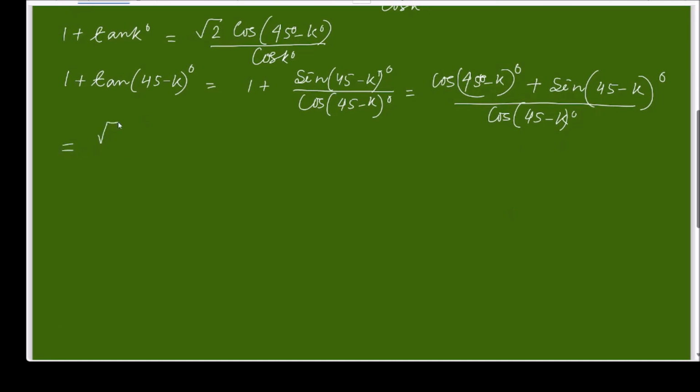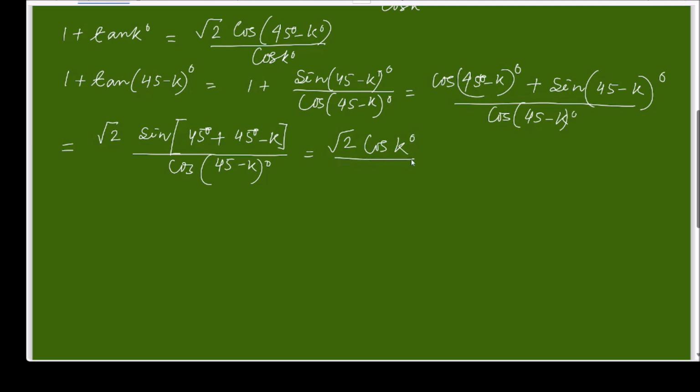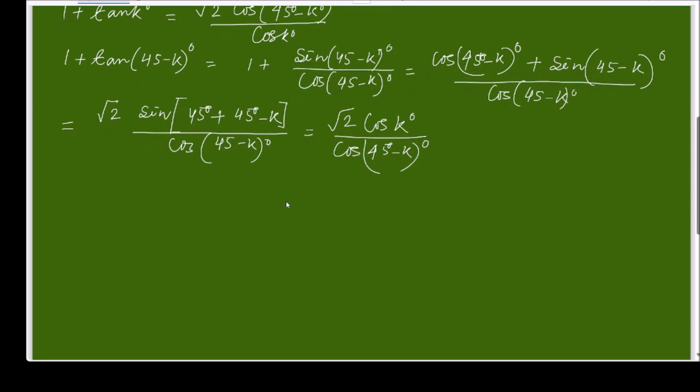Proceeding in the same manner, I'll write square root 2. This will be sin(45 plus 45 minus k) over cos(45 minus k). So sin(90 minus k) will ultimately be cos k, over cos(45 minus k) degree. So I am getting a very interesting expression now.